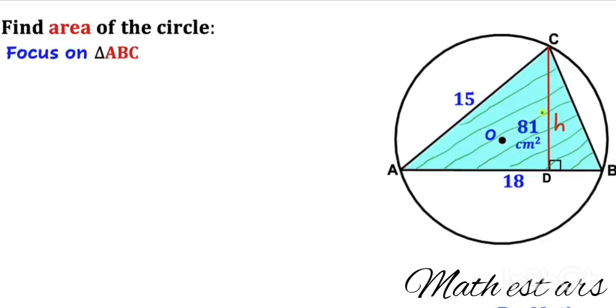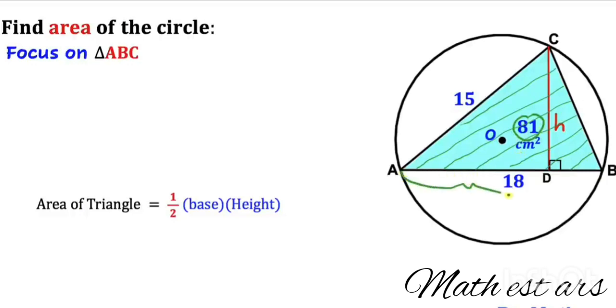And here's our next step. Let's focus on this triangle ABC. And now let's recall the area of a triangle formula. Area equals a half times base times height. And in our case, the area of this blue triangle ABC is 81. Its base is 18 and the height is h. So let's go ahead and fill in the blanks in this formula. Our area 81 equals a half times our base 18 times our height h.